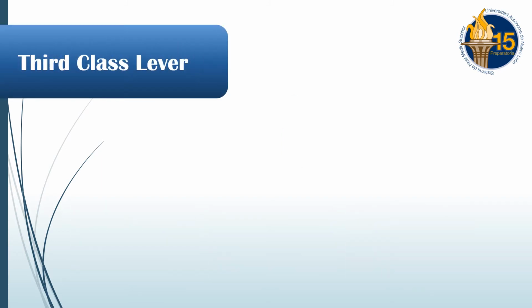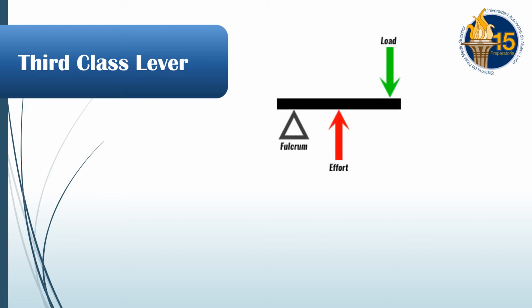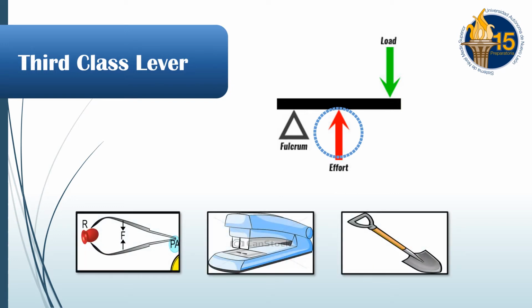Third-class lever. In this type of lever, the input force, the effort, is found between the fulcrum and the output force. Another characteristic of this type of lever is that the resistance arm will always be larger than the effort arm. The basic principle of any machine is that of the conservation of energy.